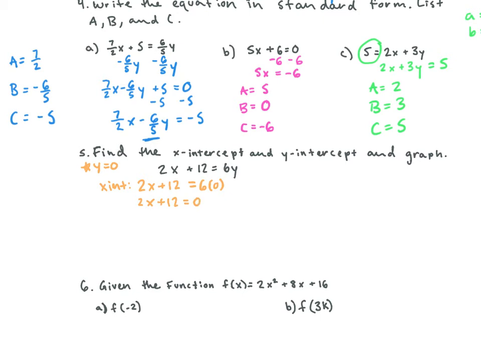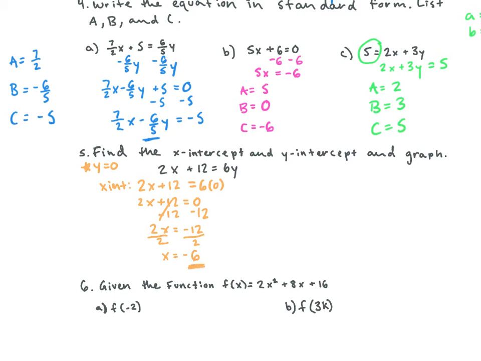We need to solve for x, so we have to get our x all by itself. We're going to subtract 12 on both sides, so we have 2x is equal to negative 12. And then we divide by 2, so x is equal to negative 6. So our x-intercept is negative 6.